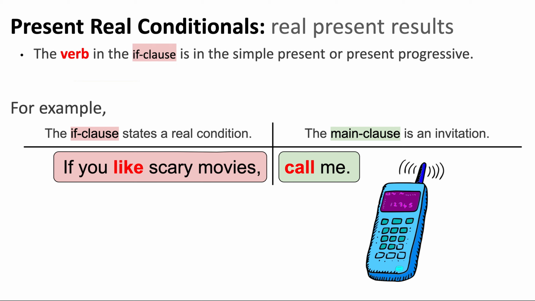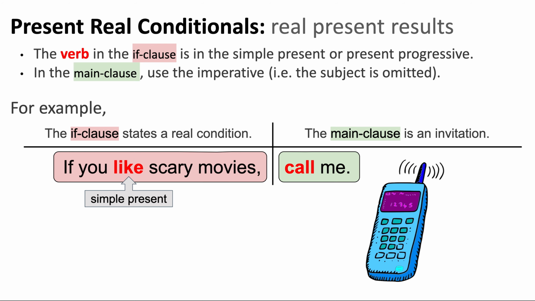Now let's look at the form. The verb in the if clause is in the simple present or present progressive. Here, if you like scary movies uses the simple present, like. In the main clause, use the imperative, that is, the subject is omitted.